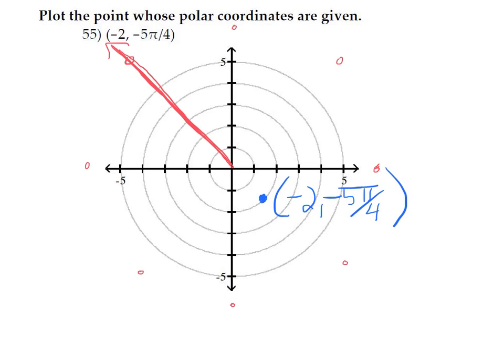So when you have a negative radius, you first aim yourself in this direction and then walk backwards. If it's a positive radius, you walk forwards. If it's negative, you walk backwards. But in all cases, you want to be facing in this direction. So walking forwards would be going there into quadrant 2. Walking backwards would get us into quadrant 4.